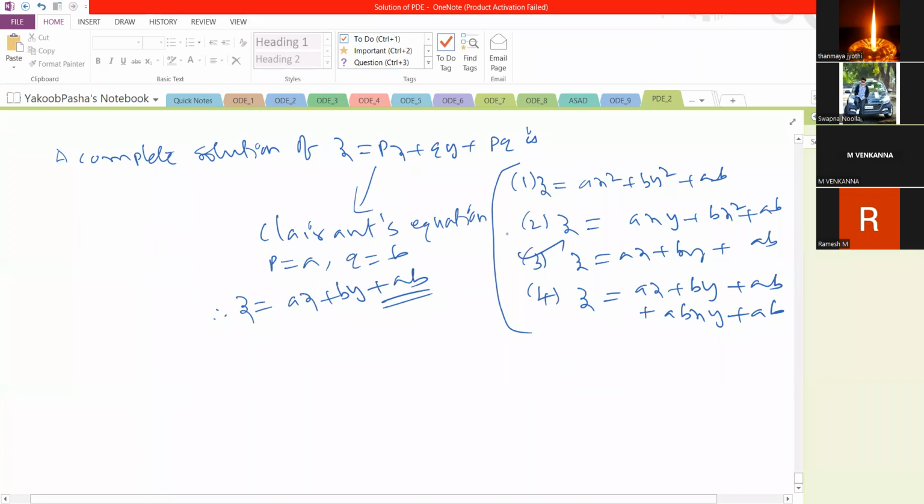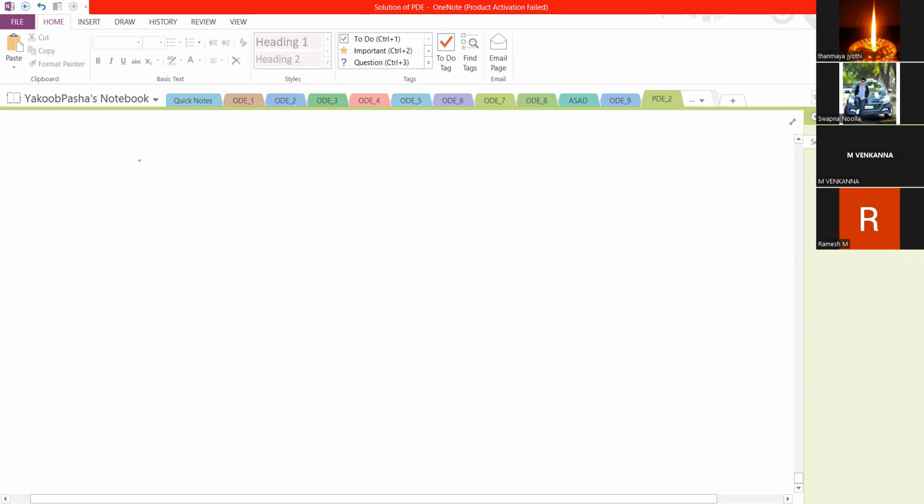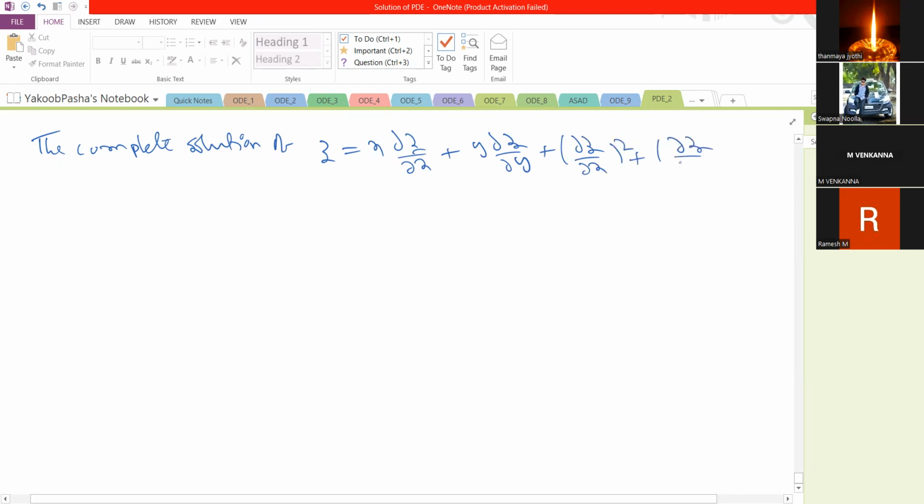I am taking another problem. The complete solution of z is equal to x into dou z by dou x plus y into dou z by dou y plus dou z by dou x whole square plus dou z by dou y whole square is.